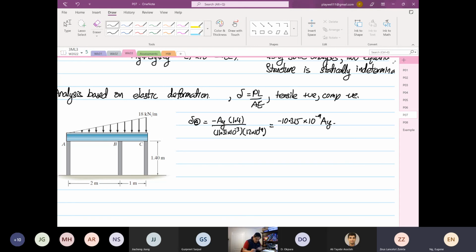Okay. So then we're going to look at deflection at point B. Because the cross-sectional area is the same, the length is the same, the Young's modulus is the same, the only thing that changed is the forces. So this is BY. And deflection at point C is equal to minus 10.315 times 10 to the power minus 9 CY. Okay. So now we have deflection of A, deflection of B, and deflection of C.